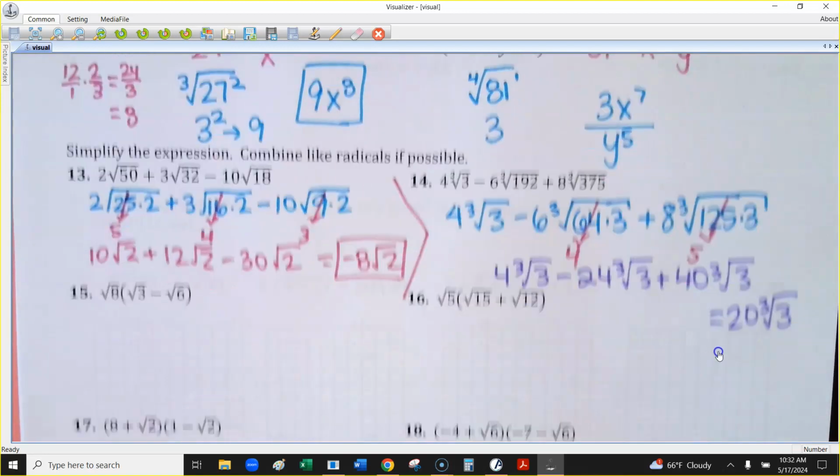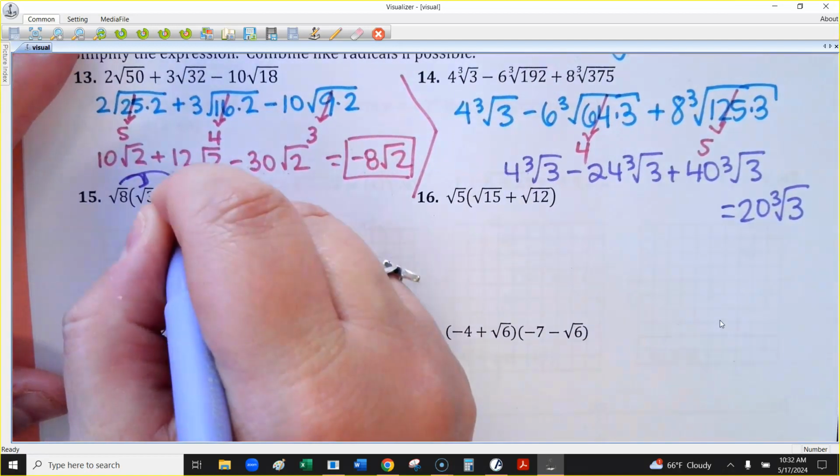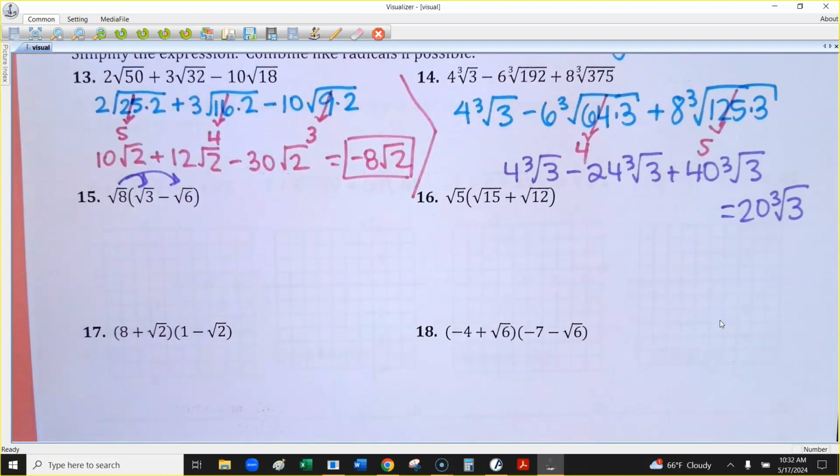Okay, now these guys, you can only add or subtract if you have like radicals, but you can always multiply. So if I'm going to multiply here, this is just a little distributive property. What am I going to get if I do the square root of 8 times the square root of 3?